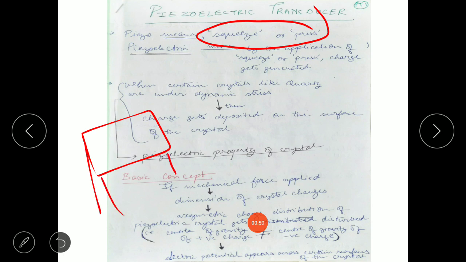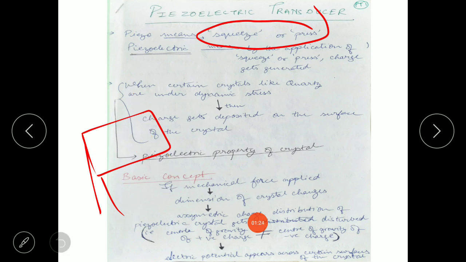So when you apply any pressure, or force, or when you squeeze this quartz crystal, what will happen? Charge will get generated on the surface of this quartz crystal. This generation of charge on the surface of the crystal because of the application of force, pressure, etc. is known as the piezoelectric property of crystals.